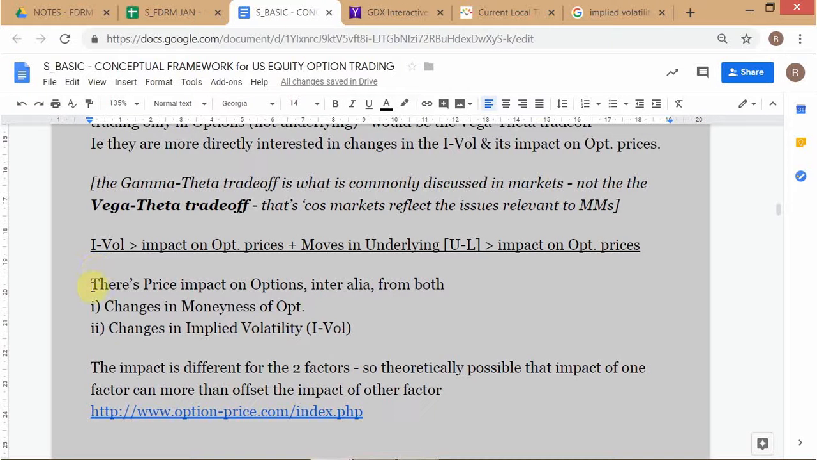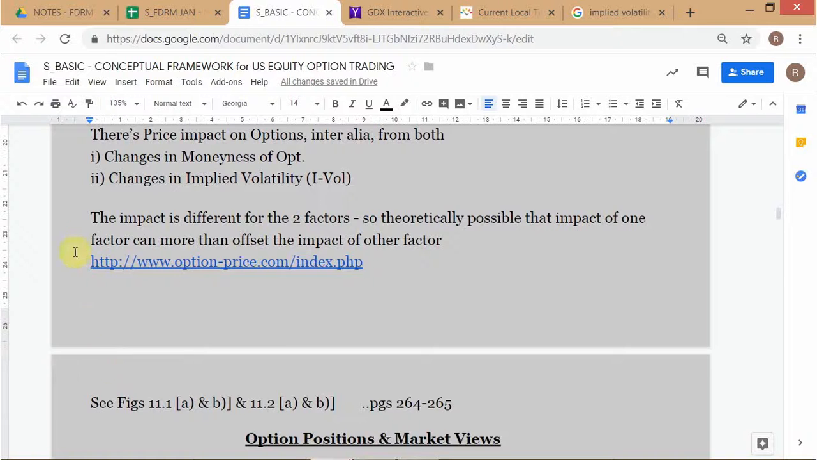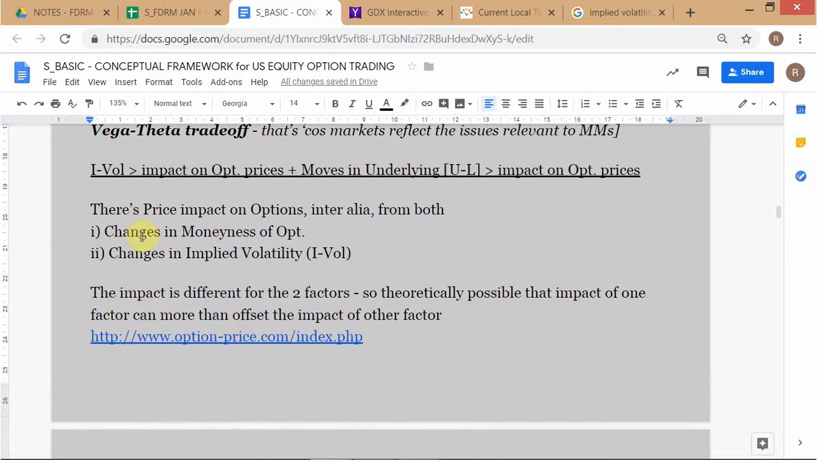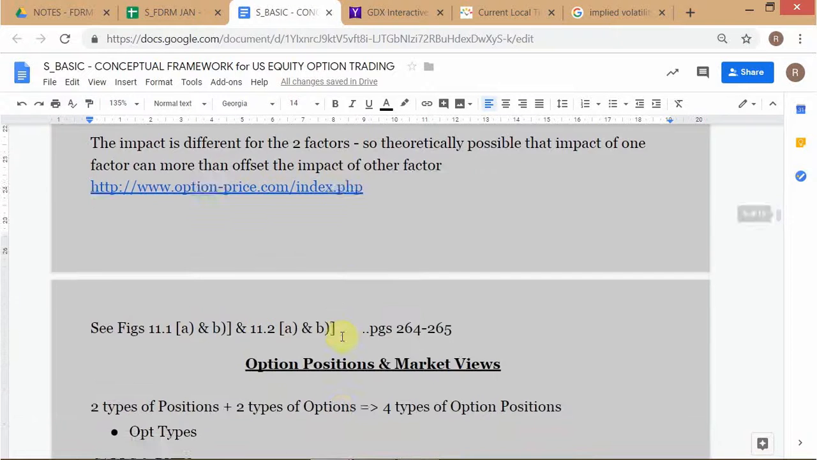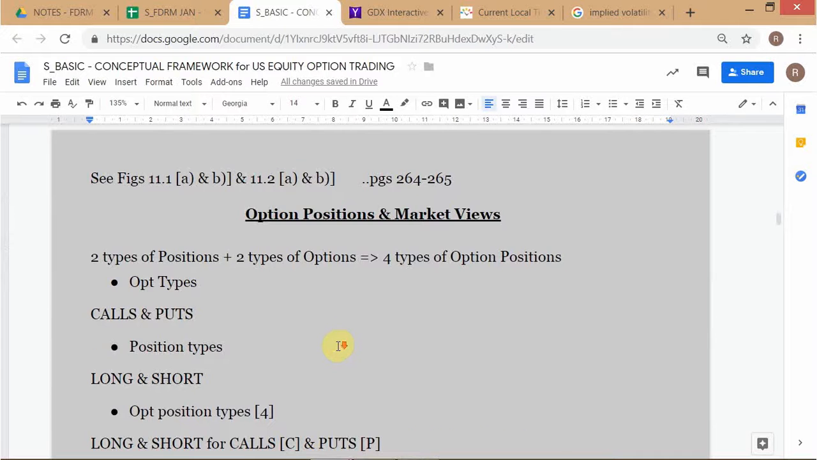So these are the impacts. The impact of these two factors, one can go in your favor, the other can go against you, and depending on the magnitude of the positive or negative impact, one can actually more than offset the other. So you have to be aware of this. Okay, so here we come to the most important thing.